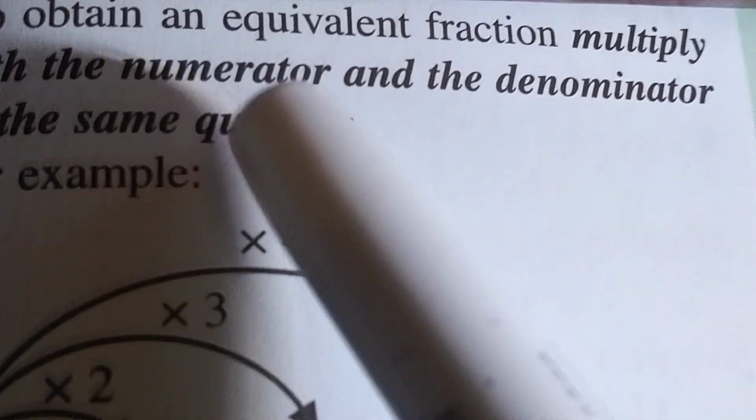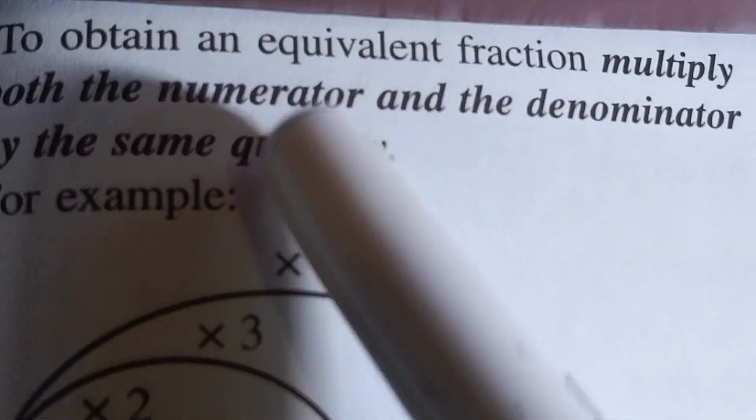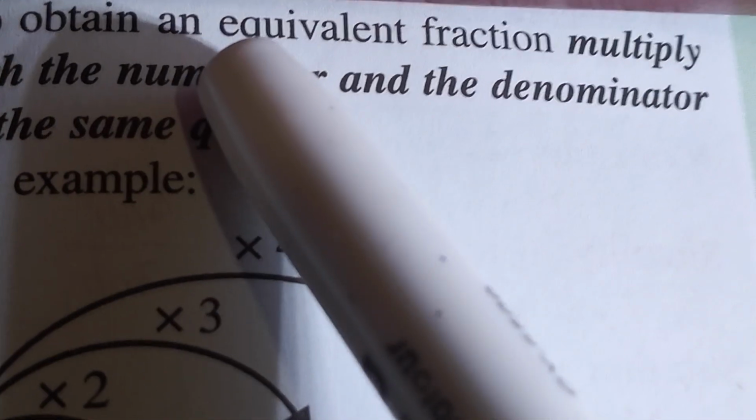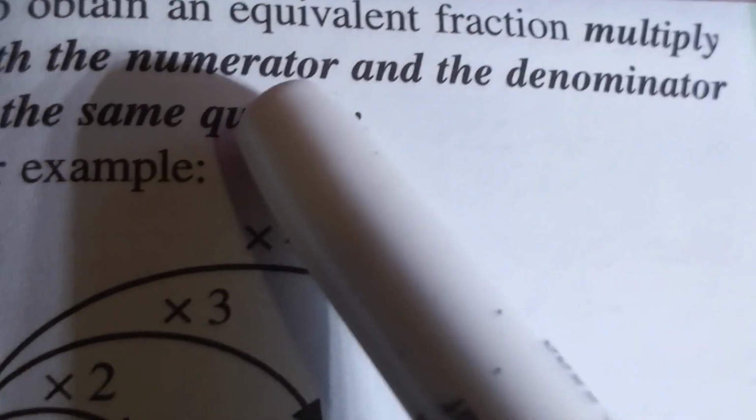See what you do. Multiply both the numerator and the denominator by the same quantity. This quantity is value, by the same value or number, by the same number. Multiply by the same number. Multiply the numerator by the same number and multiply the denominator by the same number. That is how mathematics works.